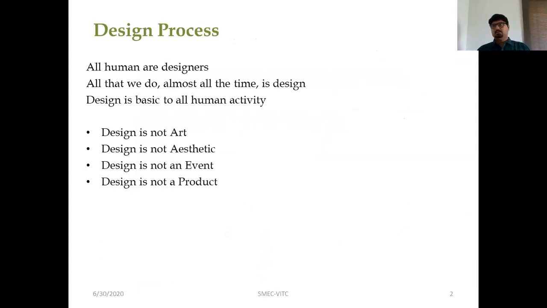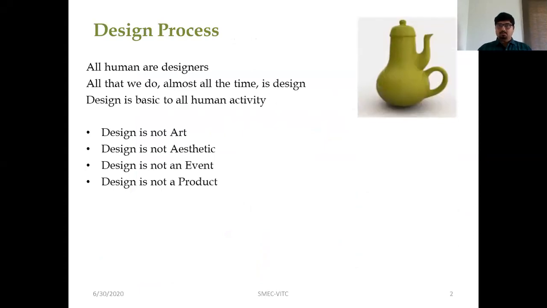Design is basic to all human activity. It's not an art, it's not an aesthetic, it's not an event, it's not a product. We could see here the product shown, having the provision for holding the mug, and at the same time the provision for sipping or drinking. Will it be possible to have both in the same direction? If you look at it, it gives a very good feel of seeing, but the functionality is totally not able to arrive.